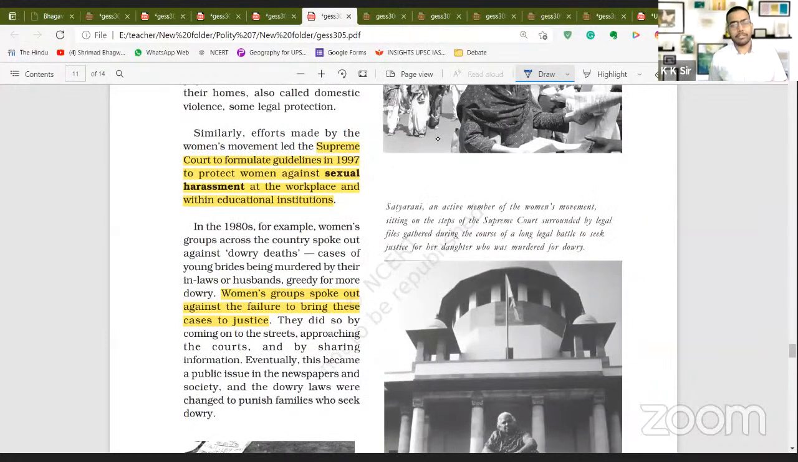One example has been given here: the Supreme Court formulated, in 1997, laws on sexual harassment at workplace. This was the result of a prolonged fight by women's organizations to get recognition that sexual harassment at workplace should be stopped.